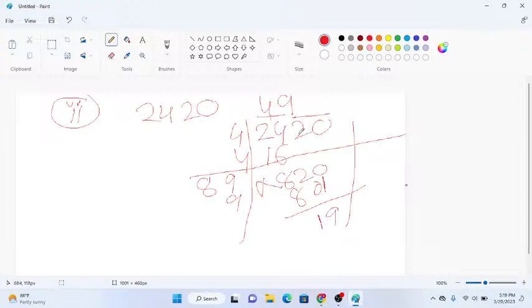If we subtract 19 from this number, 2420, then we will get a perfect square number. So my question is: what number should we subtract from the given number so that it becomes a perfect square? The remainder is 19. If we subtract 19 from this given number, the number will be a perfect square. So our correct answer is 19.